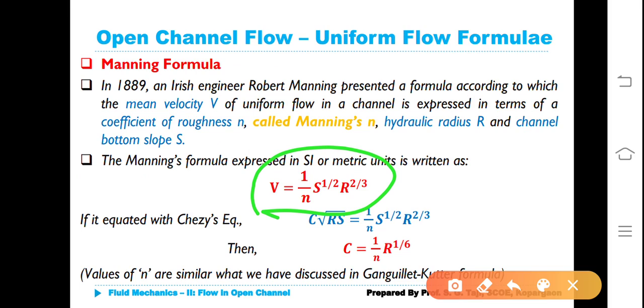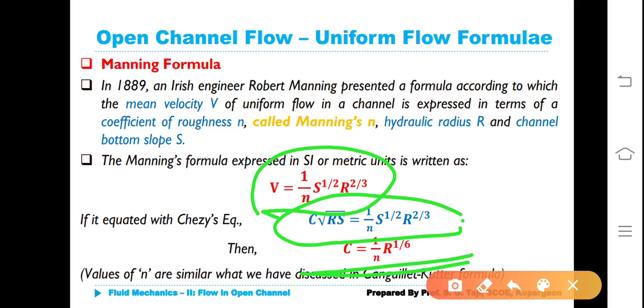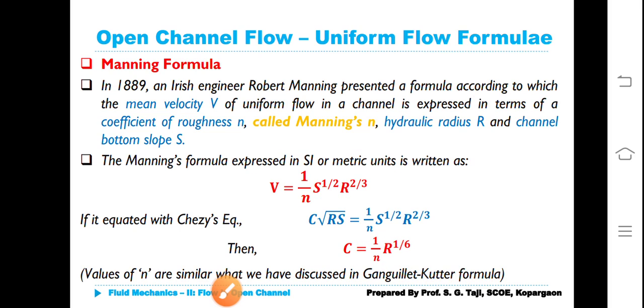If it is equated with Chezy's equation, because from Chezy's equation also we know V is equal to C under the root RS, that can be equated to 1 over n, S to the power of half, R to the power of 2 by 3. After simplifying this equation, we get the value of C in terms of n, that is Manning's constant. C is equal to 1 upon small n multiplied by R to the power of 1 by 6.